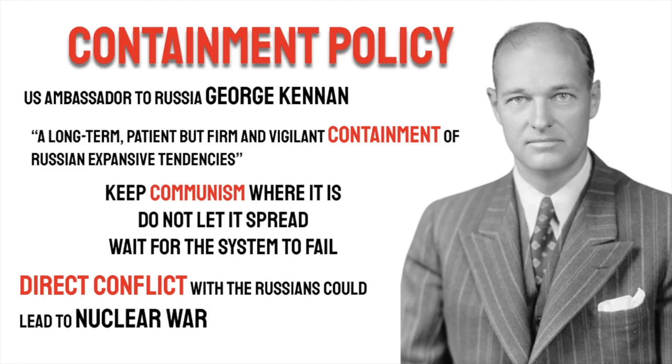And President Truman asks him, basically, as sort of the expert on Russia, what should we do? What are your suggestions? And he writes this long letter to the president, which is what it's called. And in that long letter, he says, what we need to do is have, quote, a long-term, patient, but firm and vigilant containment of Russian expansive tendencies. So this is Kennan's suggestion to the president, that we need to develop a policy of containment, that we have to be patient, we have to be firm, we have to be vigilant.